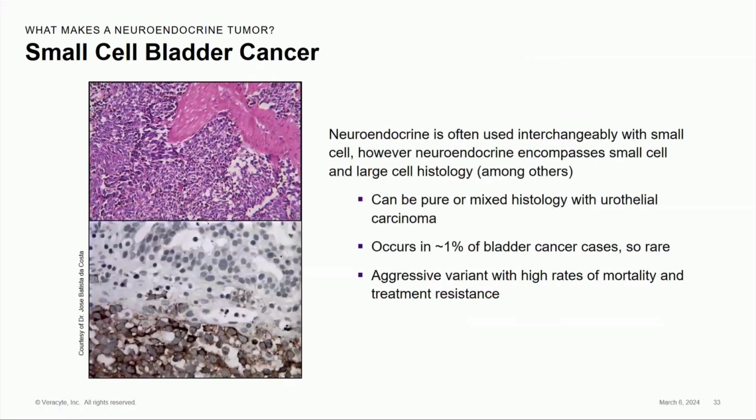So I picked the neuroendocrine-like subtype as a sort of a model for how we build these. So I'll go a little bit into the background of why this came to be. So small cell bladder cancer, we usually use neuroendocrine interchangeably with small cell, but these do encompass small and large cell histology. There's a couple other variants, of course, as well. This isn't a huge problem. It only occurs about 1% of the time, but it's quite aggressive with high mortality and treatment resistance. And histologically, it looks very different from urothelial carcinoma. So you're not going to mistake it as a pathologist. So we're trying to help pathologists in a way here as well.